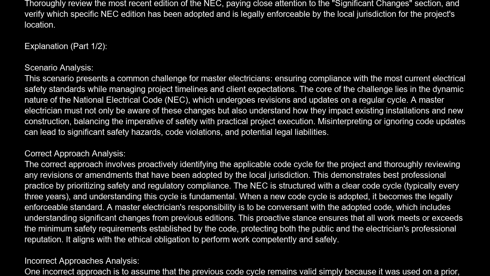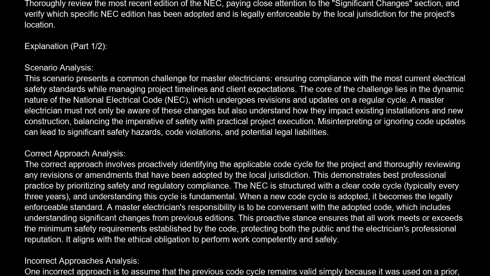A master electrician must not only be aware of these changes, but also understand how they impact existing installations and new construction, balancing the imperative of safety with practical project execution. Misinterpreting or ignoring code updates can lead to significant safety hazards, code violations, and potential legal liabilities.